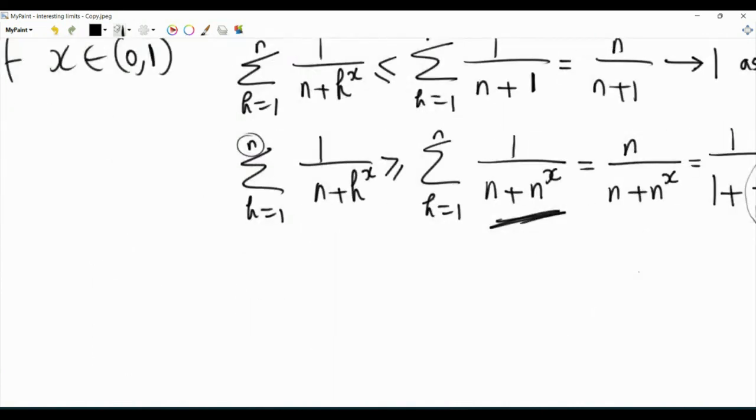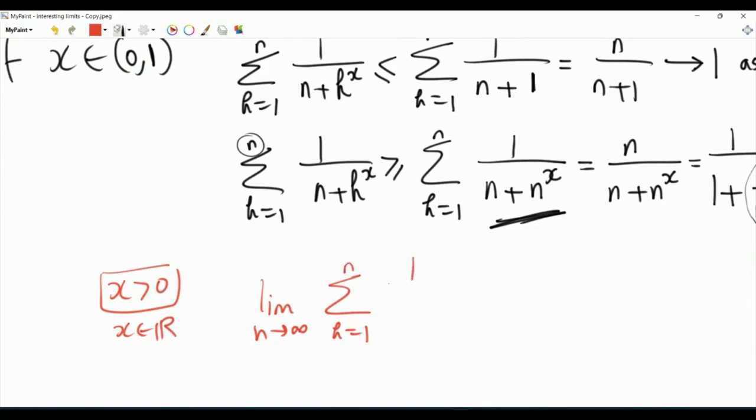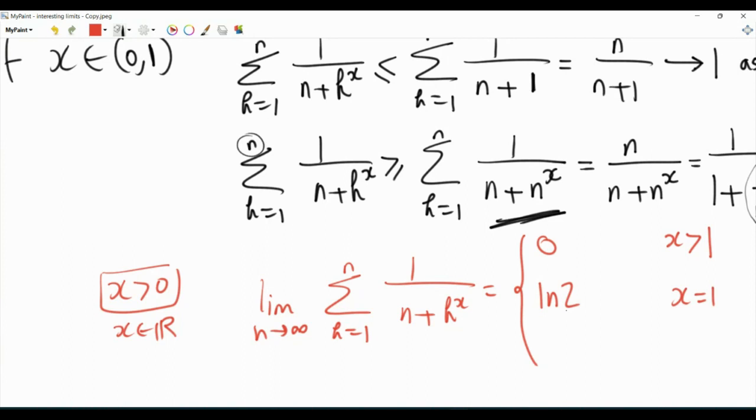Now we can summarize our results. We have x is a strictly positive real number. The limit as n tends to infinity, summation k from 1 to n, 1 over n plus k to the power x. We have three cases. The first one, in which we have employed the dominated convergence theorem: if x is strictly greater than 1, we got 0. Now, if x is exactly equal to 1, then we got a Riemann sum, and the limit is the natural logarithm of 2. If x is between 0 and 1, then using the sandwich theorem, the limit is equal to 1.